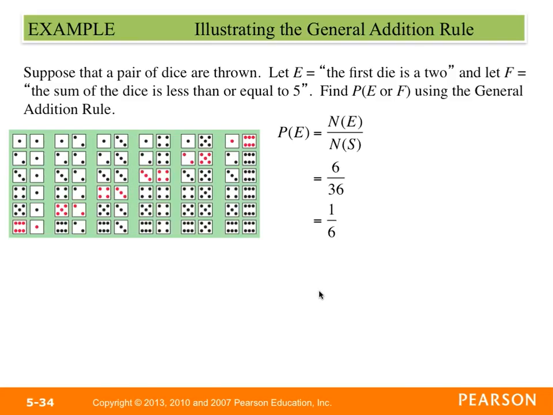So if we look at this, let's suppose that a pair of dice are thrown. Let event E be equal to the first die is a 2, and let event F equal the sum of the dice is less than or equal to 5. We want to find the probability of E or F using the general addition rule. So the probability of E happening, meaning that the first die is a 2, if we look at our table here, this whole row all has pairs where the first die that was rolled is a 2. So if you look at the number of pairs, we have 1, 2, 3, 4, 5, 6 out of our 36 total pairs. So 6 out of 36, which is just 1 out of 6.